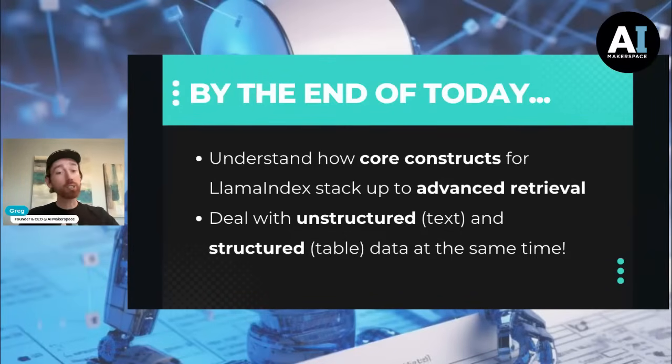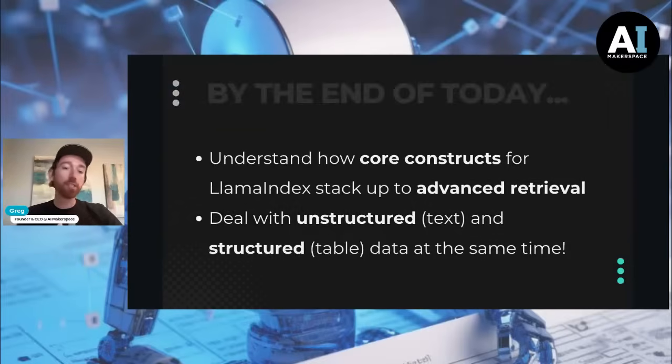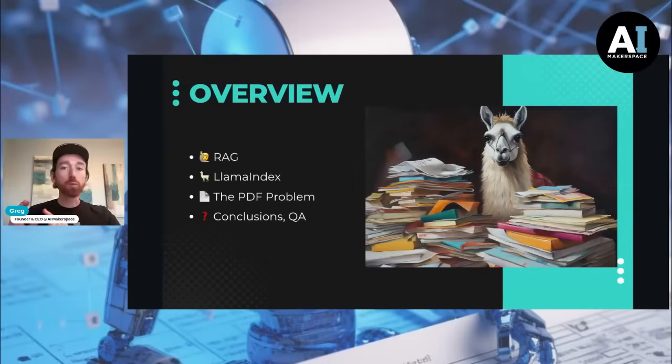You'll learn how to deal with unstructured text, natural language data, and structured tabular or table data at exactly the same time using this very cool unstructured.io functionality that LlamaIndex has wrapped and made easy for all of us to use. So we're going to talk first about RAG as an overview. I know we've got a lot of new folks in the room today, so we're going to do a quick overview of RAG. We're going to look at some LlamaIndex core constructs, but we're going to get into the PDF problem as quickly as we can today. We've got a lot of great stuff to show you.